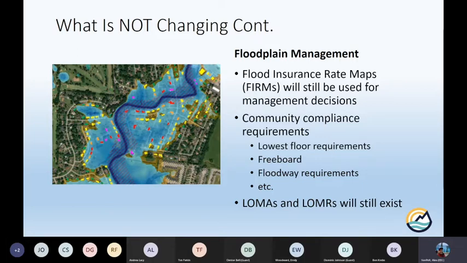Since the maps aren't changing or going away, LOMAs and LOMARs are still going to exist. So the letters of map change are still going to be out there. Folks can still request those. So if somebody is mapped in the floodplain and they don't think they should be, they can still request a LOMA and have FEMA administratively remove their property from the floodplain to get out of that mandatory purchase requirement. So that's still going to be there. Your flood risk is not going to change with a LOMA or LOMAR because it's looking at your building and where it sits and how it's built. But again, you can update the maps to reflect what's actually happening on the ground.